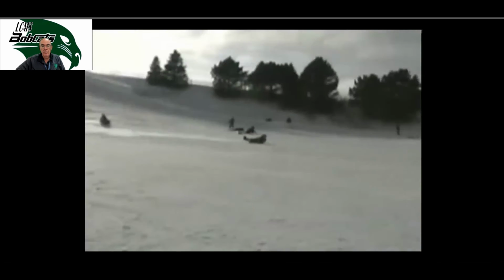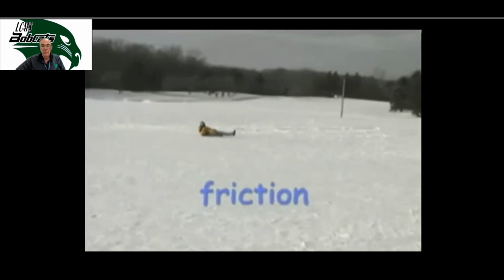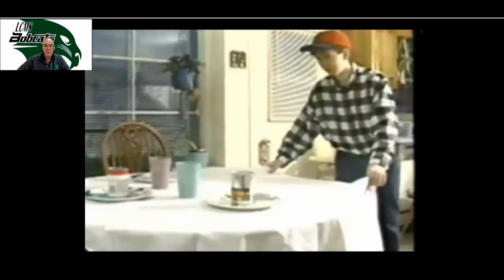On Earth, objects are affected by outside forces that slow them down and eventually stop them. Even on very slippery surfaces such as ice, objects will eventually slow to a stop. Friction is the force that slows things down.